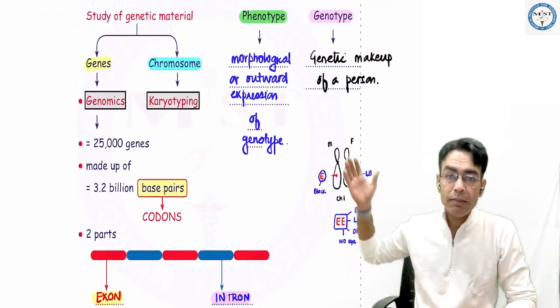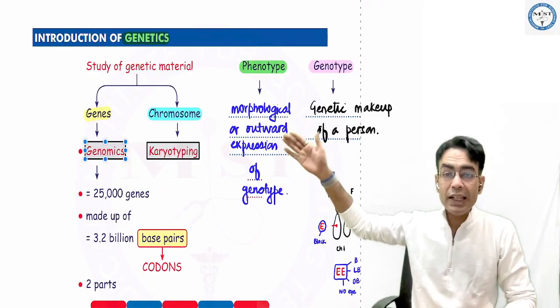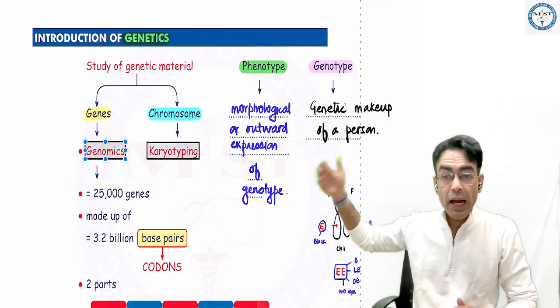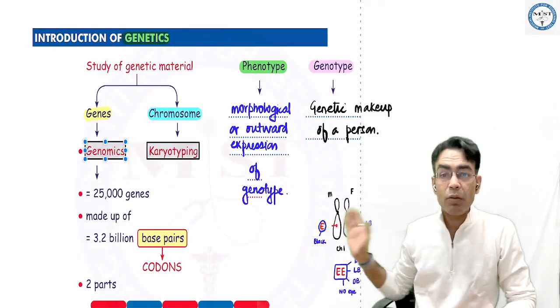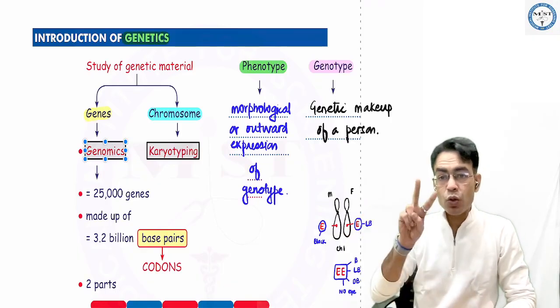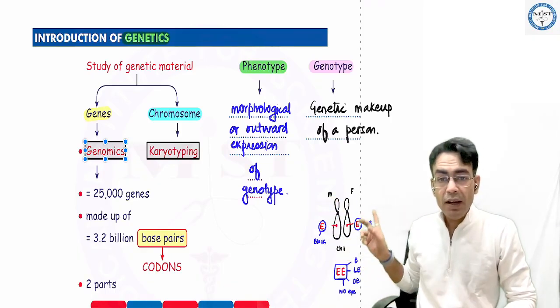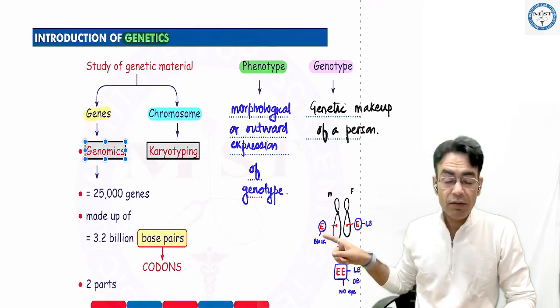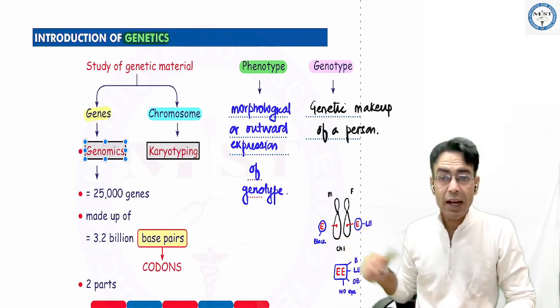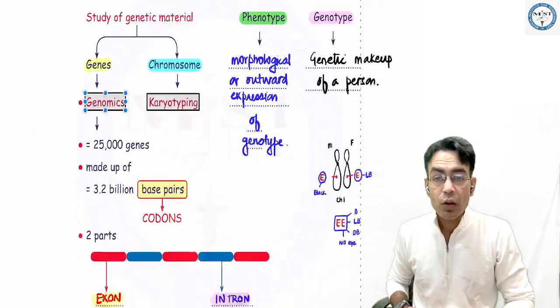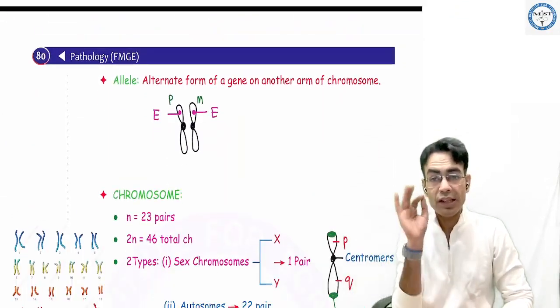Now, what is the phenotype? Phenotype is a morphological expression of a genotype. And what is the genotype? The genes which you are carrying from your parents. Every gene has got two alleles. For each gene of your mother, your father's gene will be an allele. For your father's gene, your mother's gene will be an allele. So the gene is one, and how many alleles is that? Two. Chromosomes, 23 pairs, 46 total.